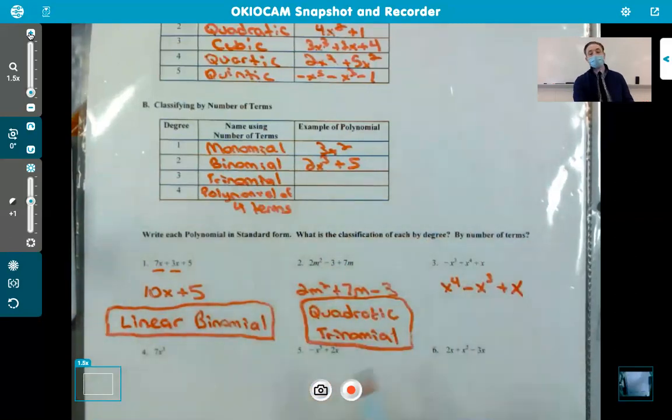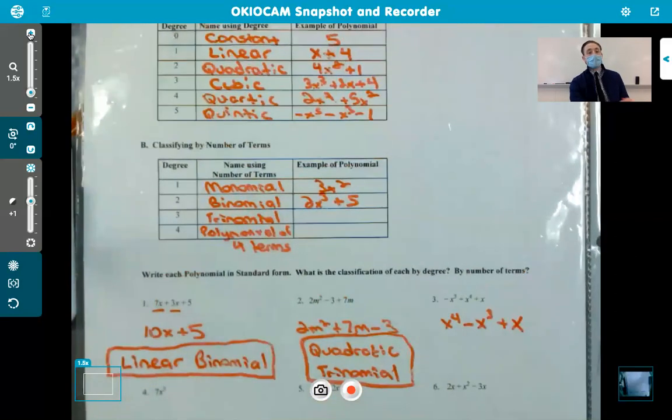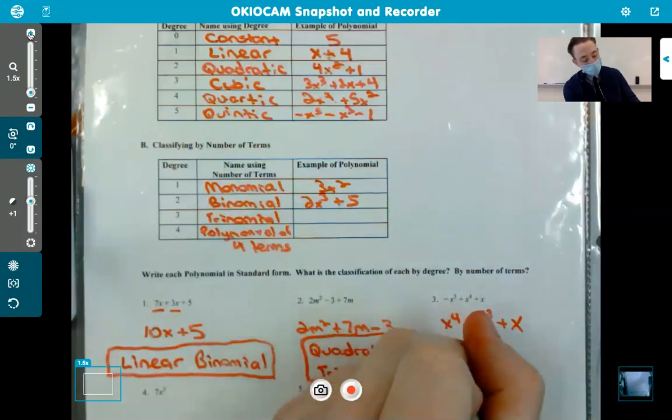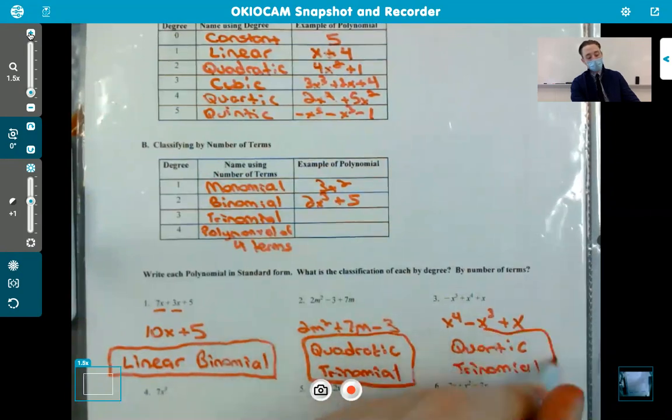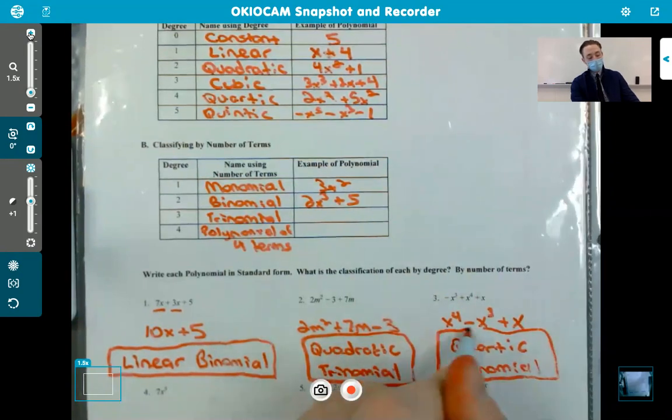X to the fourth minus x cubed plus x. If it is the fourth power, how would you categorize this based off of its degree? Quartic. And how many terms does it have? 3, so it's a trinomial. Good. We're getting the hang of this. Pretty easy stuff.